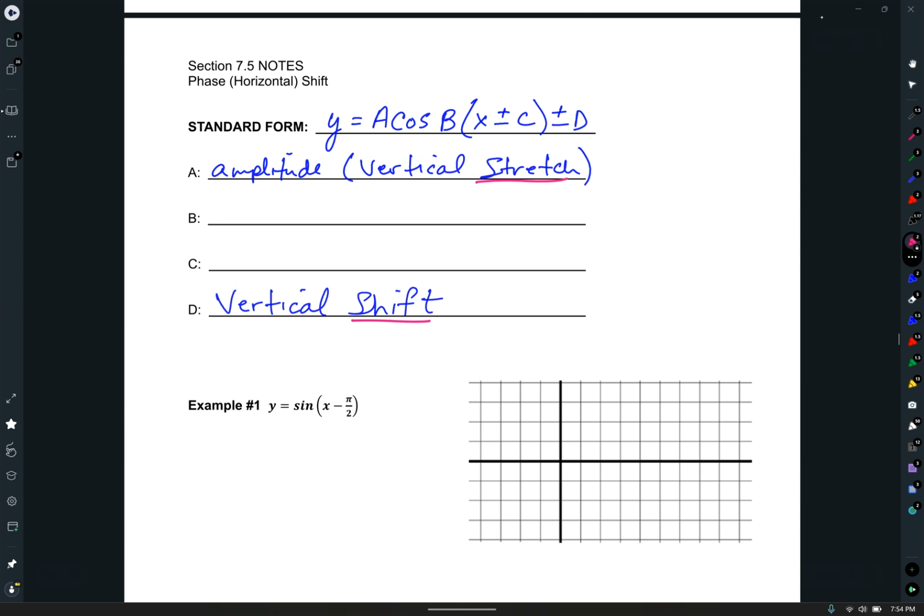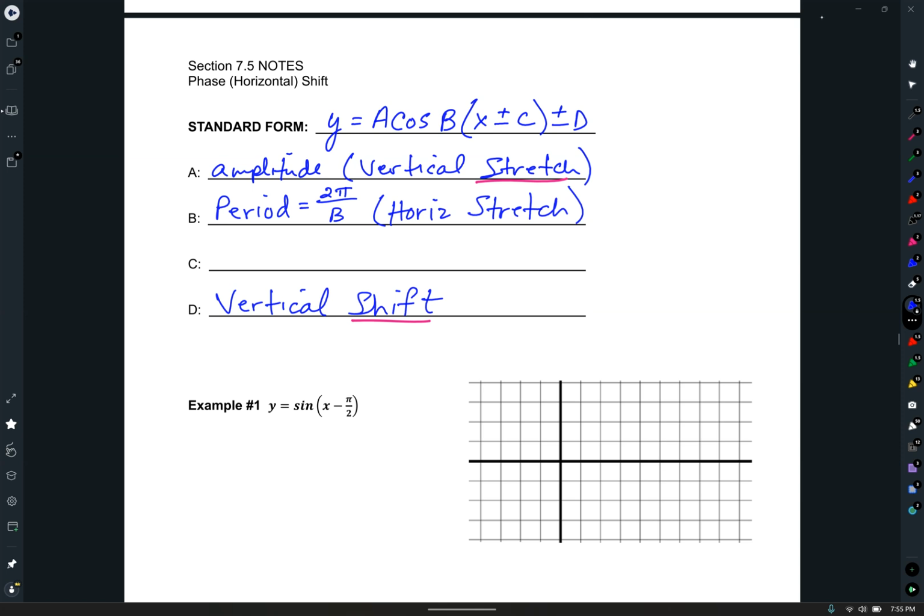And then we brought in letter B. Remember, letter B is what told us about the period. I will go ahead and write down the formula. Remember, the period is 2 pi over B. If we change the period, then we're changing it horizontally. We called that a horizontal stretch. If I change the period from 2 pi to 4 pi, you're stretching it out. But if I change from 2 pi down to 1 pi, it's like you're squishing it up. I'm not shifting the entire graph, I'm just squishing it up.